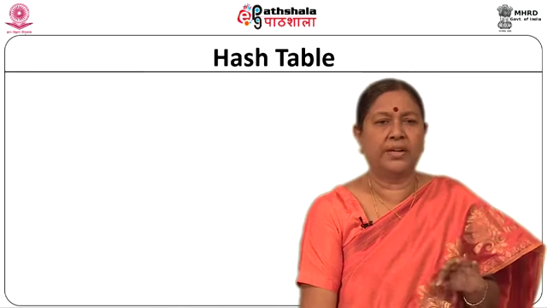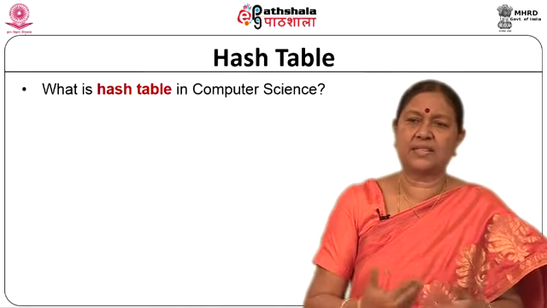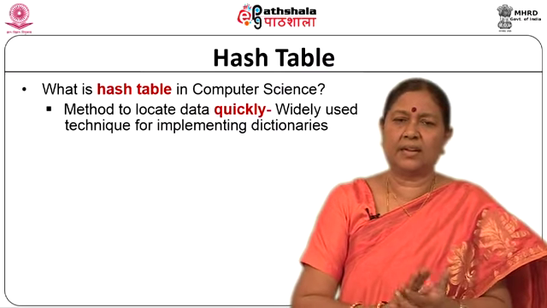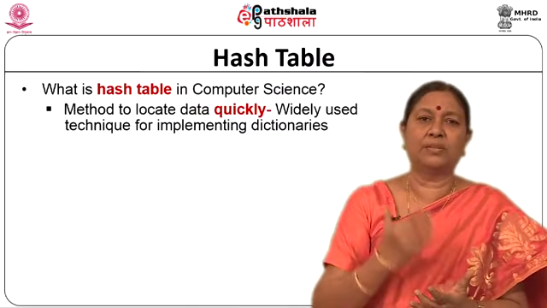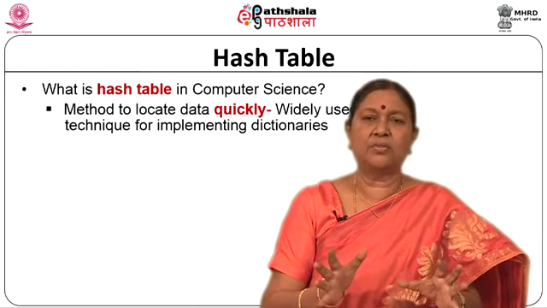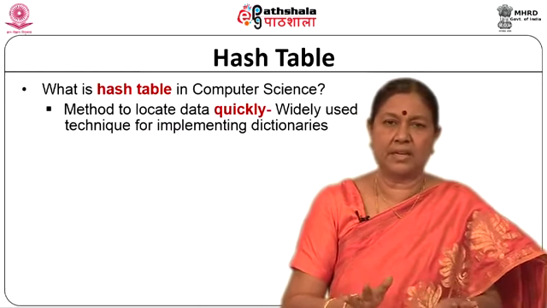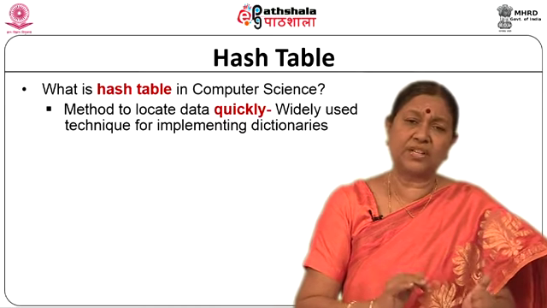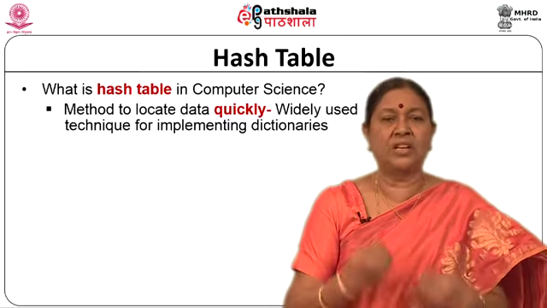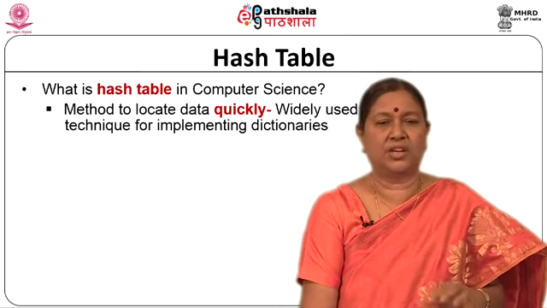So, we will go more in detail. What is this hash table as far as the computer science angle is concerned? It is a method to locate data quickly, which is why we started off with, where we wanted the search operation to be done faster, and it is a widely used technique for implementing dictionaries. Why is it important for dictionaries? Because as I already told you, dictionaries require search more than any other operation. Search is the important operation in a dictionary.